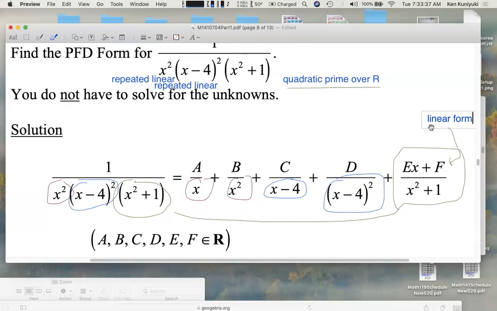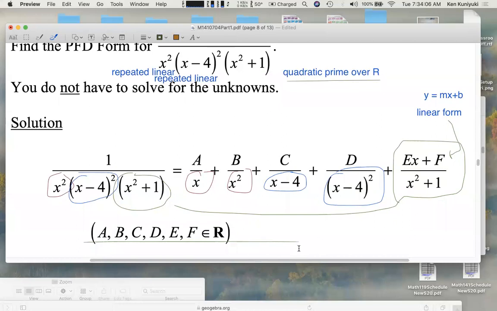What do I mean by linear form? Think slope-intercept form. What was slope-intercept form? Slope-intercept form was y equals mx plus b. Well, similarly here we have ex plus f. You have your choice of letters, but of course don't use x again, and make sure that you don't get any copies. A, B, C, D, E, F, where these represent real numbers, we just don't know them yet.